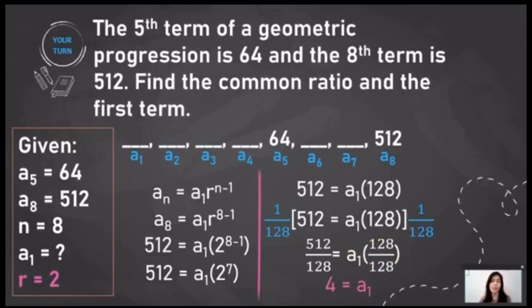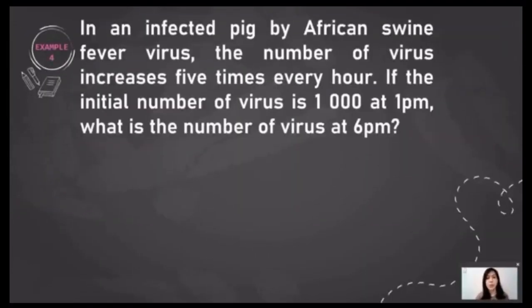Now I'll be giving again the task to check whether our answer is correct. You write 4 here, and then multiply every term each time by our common ratio 2 until you get to our a sub 8, which is 512. Alright? And now for our last example, this is a word problem.